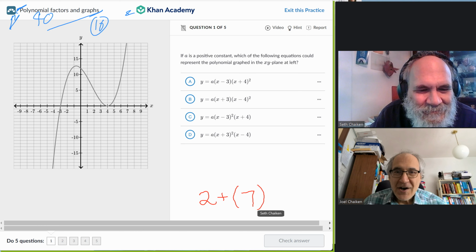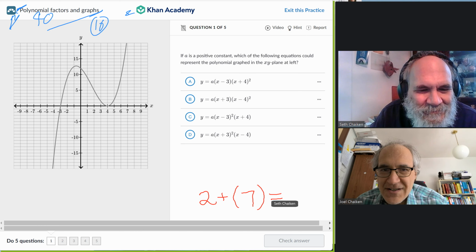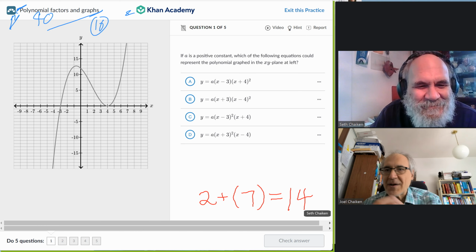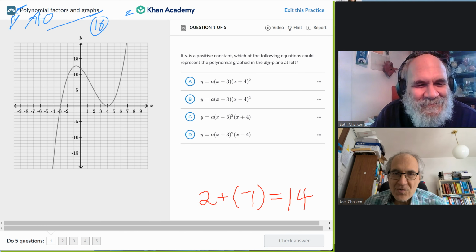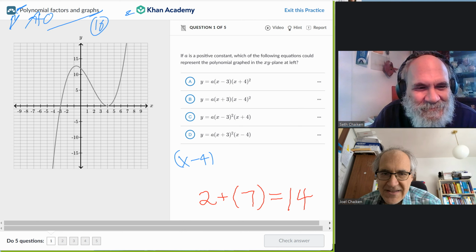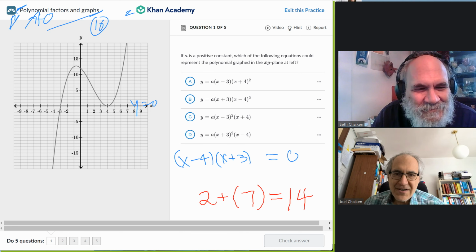That's cheating. Okay, if a is a positive constant, which of the following equations could represent the polynomial graph in the xy plane? This is about polynomial factors. This is a cubic, right? And we have the roots. So we know that when x equals 4, this equation hits 0 because y is 0. And when x is -3, the equation also is 0. So our answer has to be this.